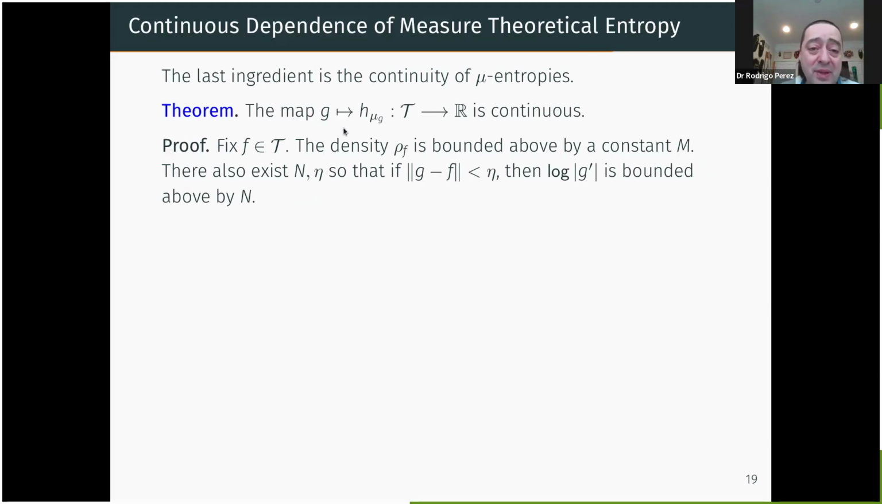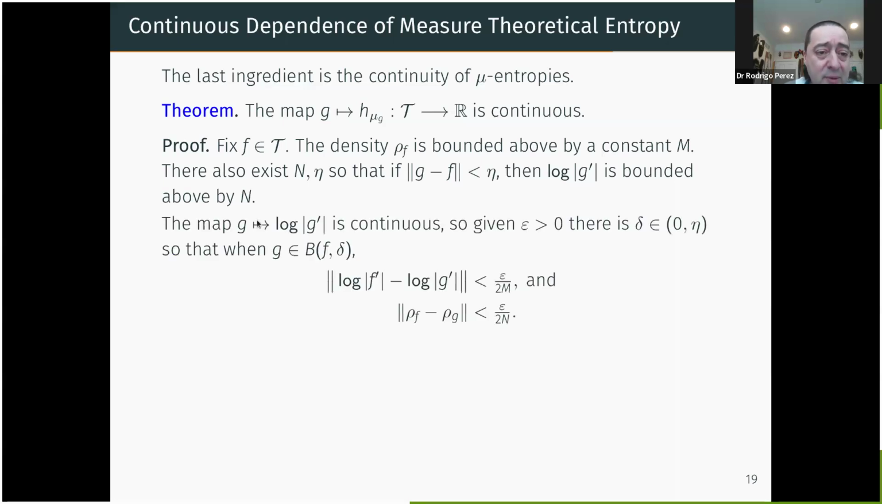So let me just mention that the last step is to show that this map, getting from the map to the measure entropy, is a continuous map. And this is just a quick observation that the density is bounded by a constant m, so that if I have two tent maps that are very close, then the logarithm of the derivative is going to be bounded above by a constant bound. This map is continuous.